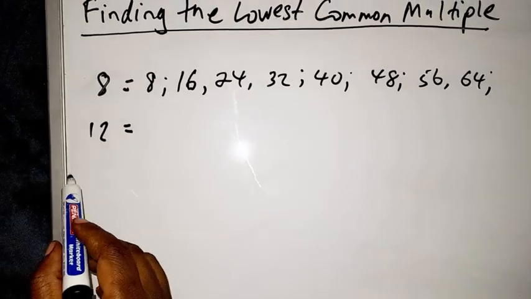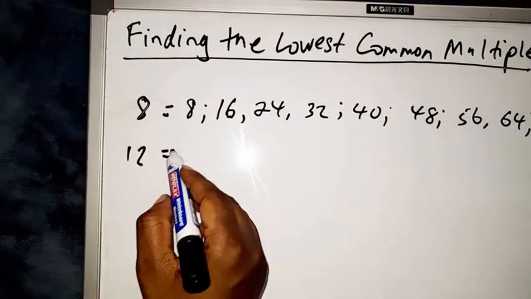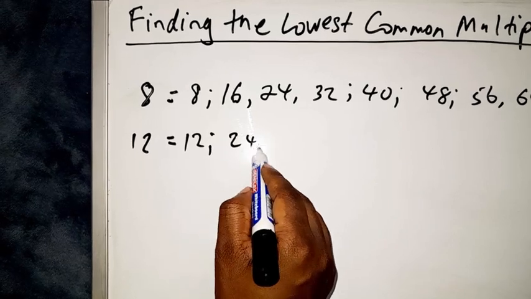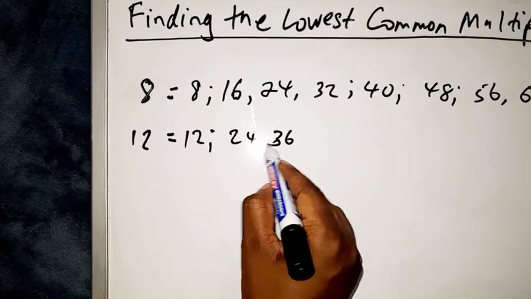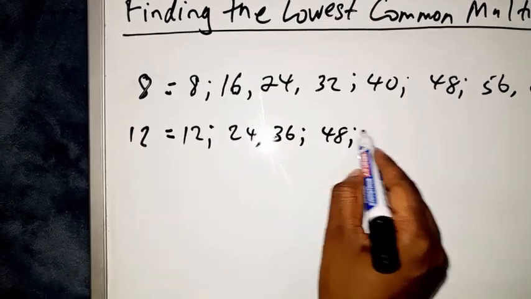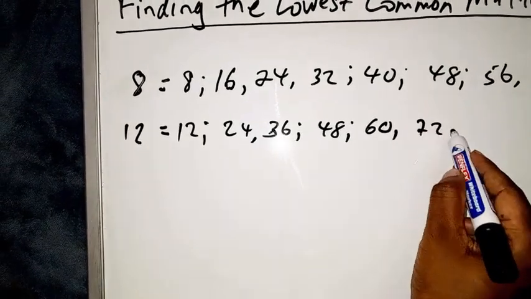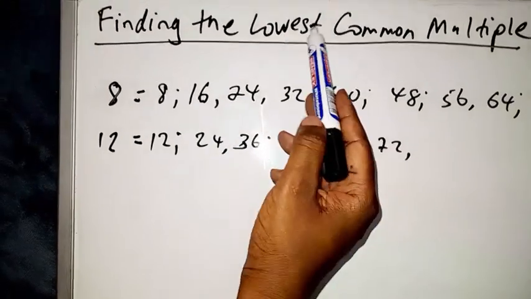So we also do the same. We list multiples of 12. So we've got 12, obviously times 2 you get 24, times 3 you get 36, and so on. And now I'm just listing the multiples of 12.